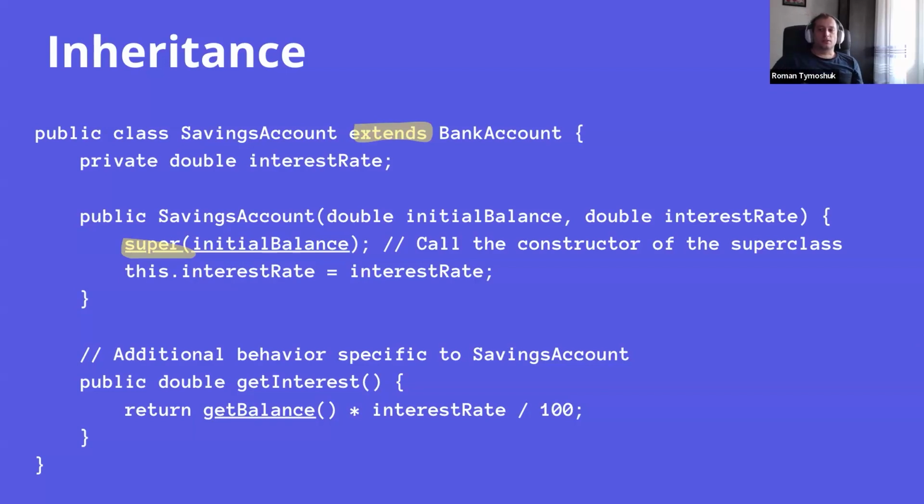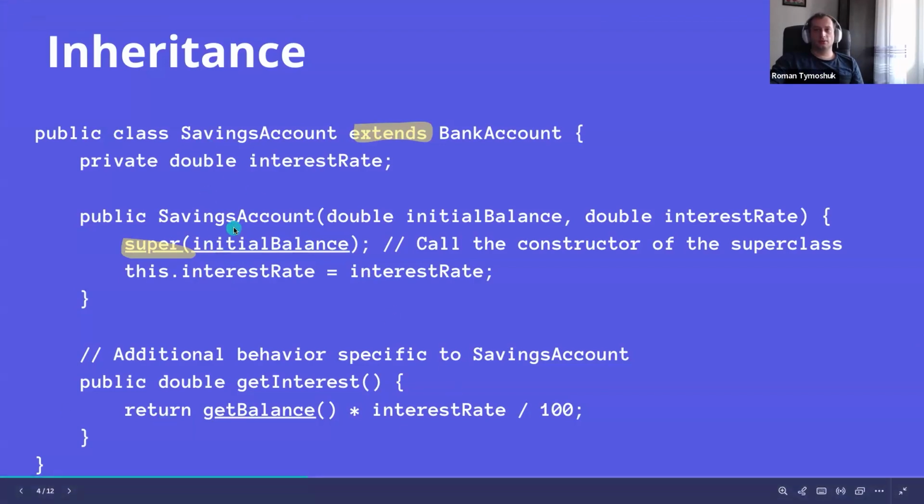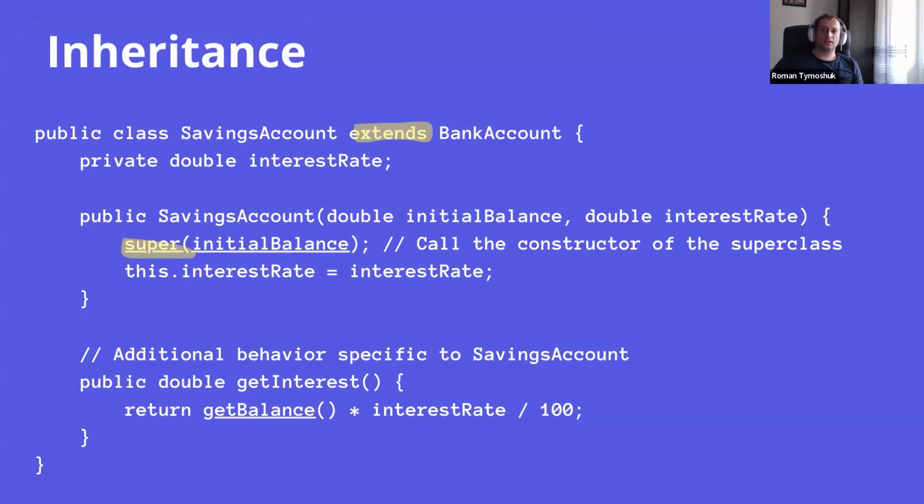Later on, we have constructors. Constructors like public savings account. So it's the way how we are identifying the object. Savings accounts could be identified by providing initial balance and interest rate. And yeah, here we have in the implementation quite an interesting keyword called super. Let's try to remind what does it mean, why it's being used here.